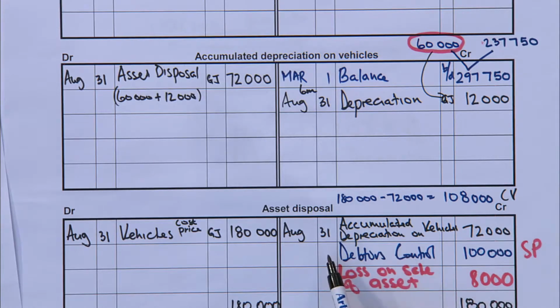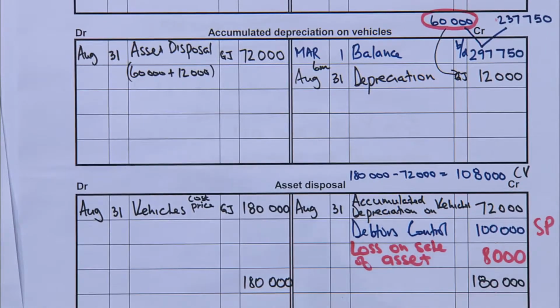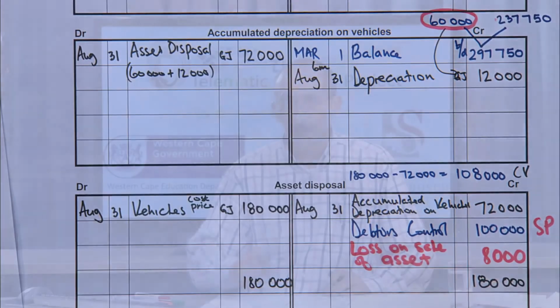Why do we write debtors? The activity says that we sold the car on credit. I'm selling it for less than what it's worth, so I'm making a loss of 8,000. Right, grade 11, that completes the asset disposal section of the activity. But the activity goes on.